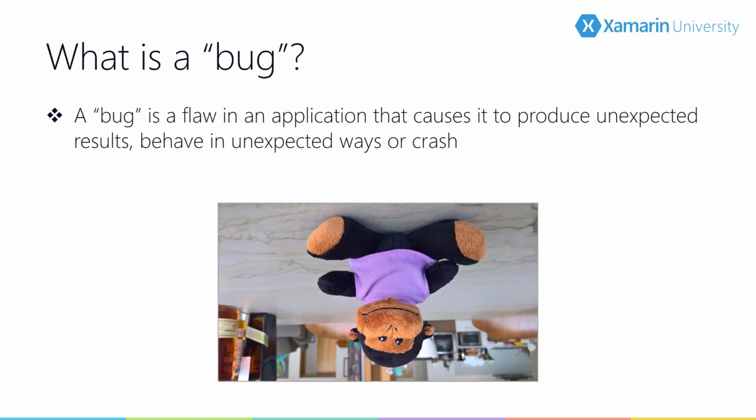So what exactly is a bug? The easiest way to describe this is that a bug is something in your application that you do not intend to happen. So for example, your app could crash, your application could produce unexpected results, it could have unexpected behaviors, just something that you're not expecting to happen.